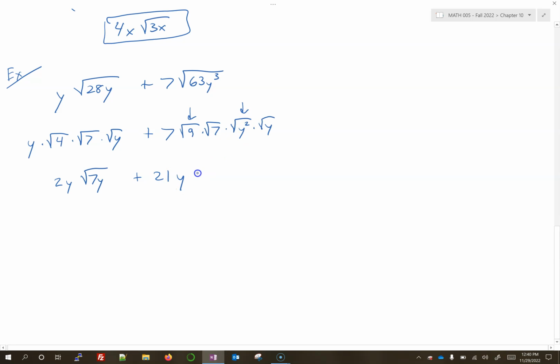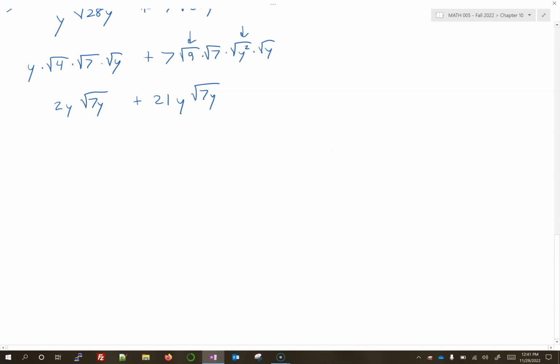The square root of y squared is y, and then I have that square root of 7y. So in these problems, once you simplify those radical expressions, you should end up with the same radical expression so that you can combine. So again, what am I doing in this problem? I see that I have the square root of 7y, and then I'm just going to go ahead and add the terms and coefficients in front of that square root, pretending the square root of 7y is like a variable. So then I end up getting 23y times the square root of 7y as my answer.